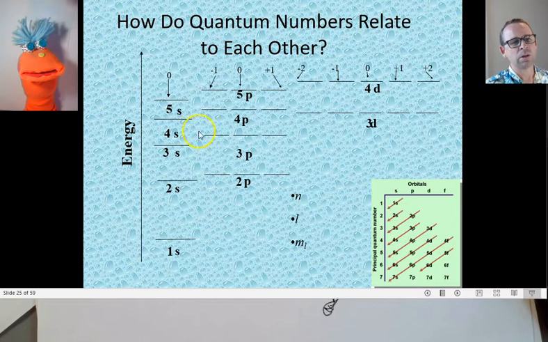All right. So what we're learning here is if we look at our orbitals, our subshells and shells all on this energy diagram, we learn first of all that 2s is higher in energy than 1s.